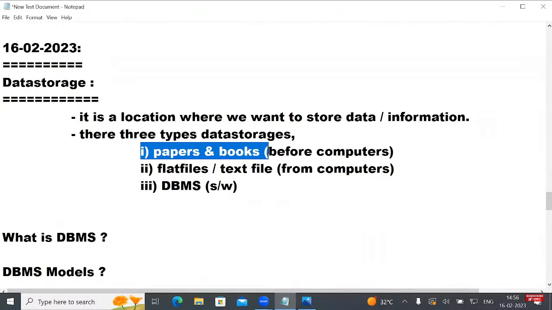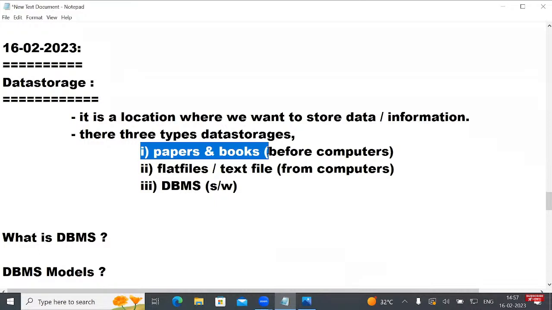And the data retrieval process: whenever you want to retrieve a specific piece of information from your book, it's not that I can directly go and take it. Yes or no? I need to search each and every page to find where my required data is. So searching time is more, and retrieval of data is a very, very slow, time-consuming process. And as I said, no security here.